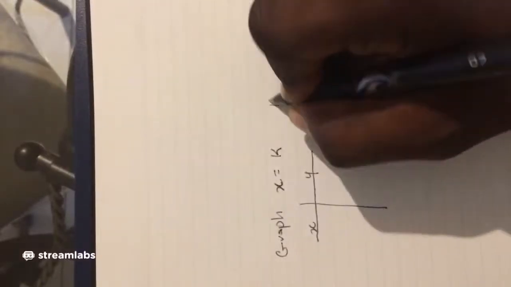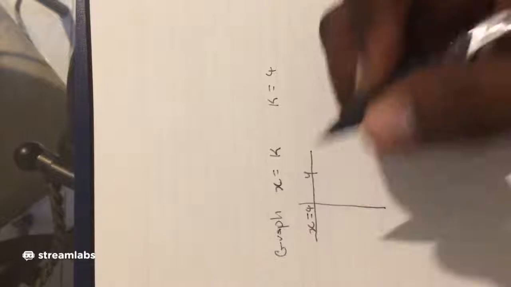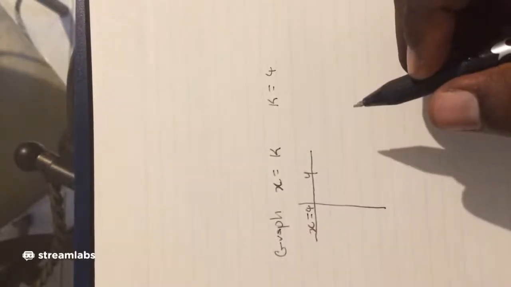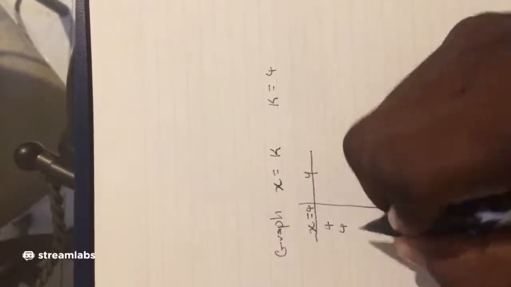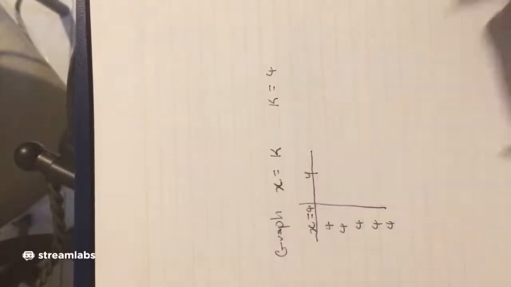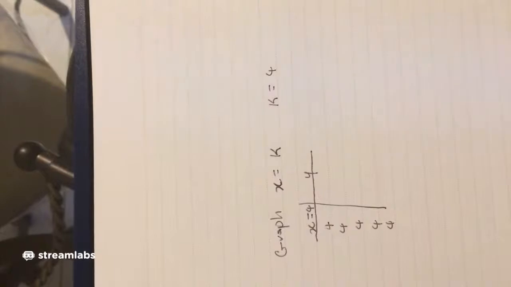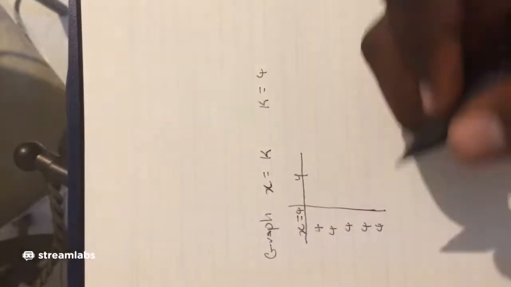But alright, so for this one, x is equal to k. So let's say in this case k is 4. So I'm going to have x is equal to 4. So similarly to just now when we had 0, 1, 2, 3, 4, we can't do that because in this case we're given what x is. X is always equal to 4. So we're going to have 4, 4, 4, 4.